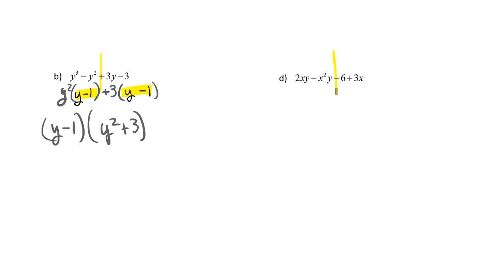Let's look at this last one here. We have a 2xy minus x squared y and a -6 plus 3x. If I take that xy out, I'll have a 2 minus x. Now if I were to factor out a -3 on the right, I would be left with a 2 minus x. And so my common binomial factor is 2 minus x. I take that out front, and I'm left with xy minus 3.